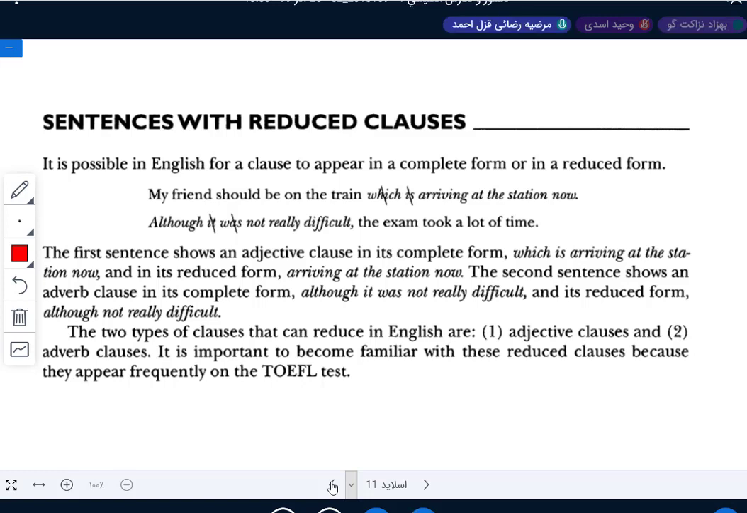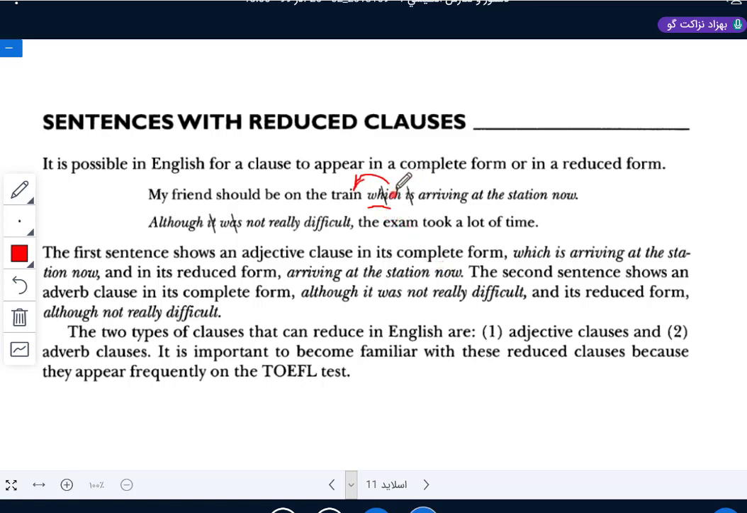Sentences with reduced clauses. It is possible in English for a clause to appear in a complete form or in a reduced form. My friend should be on the train which is arriving at the station now. What kind of clause is the first clause? Okay, it is an adjectival clause because we see the relative clause connector, and it is at the same time the subject and it modifies a noun. So it's an adjectival clause connector.